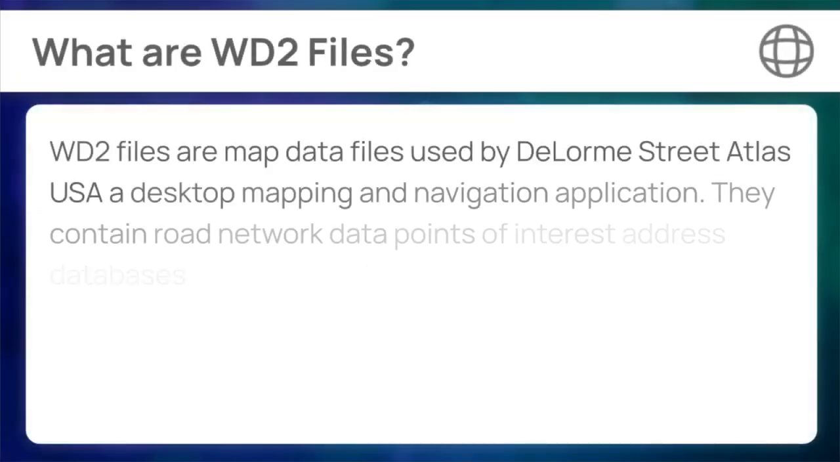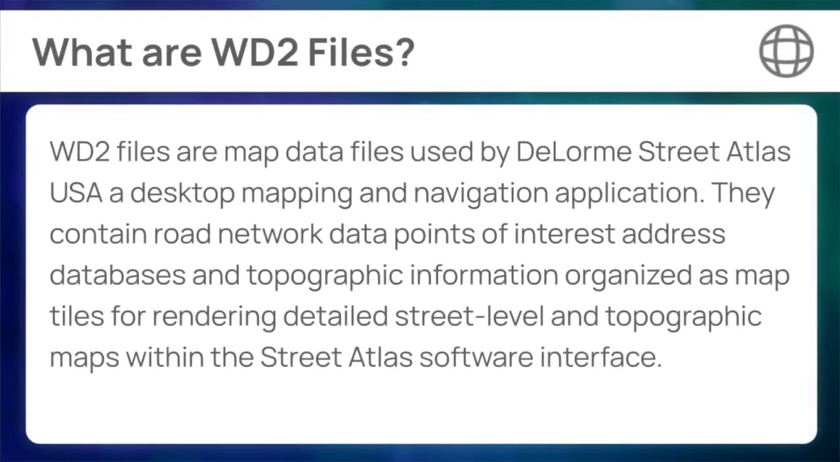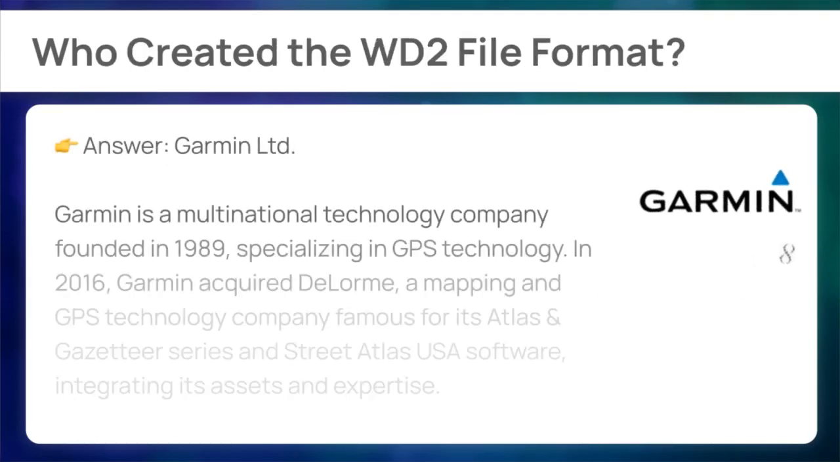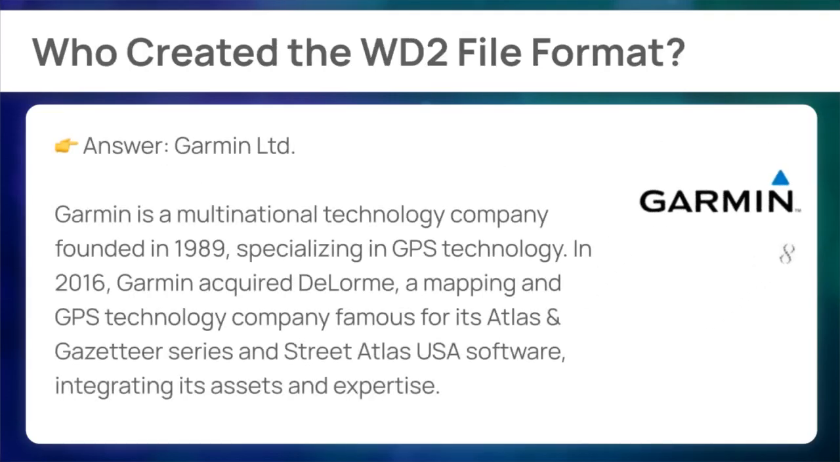WD2 files are map data files used by DeLorme Street Atlas USA, a desktop mapping and navigation application. They contain road network data, points of interest, address databases, and topographic information organized as map tiles for rendering detailed street-level and topographic maps within the Street Atlas software interface.